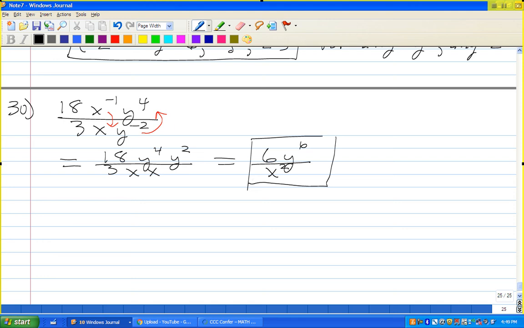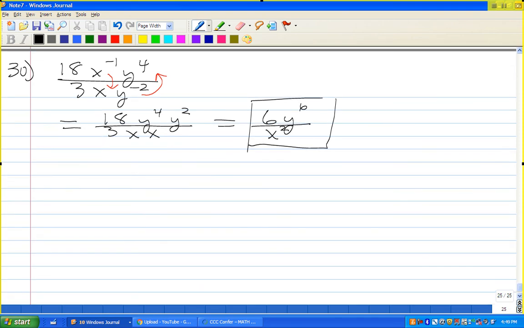Simplify, write the answer with positive exponents. I forgot to read that to you. 31. 22 x to the 5, over 8x to the negative 3.